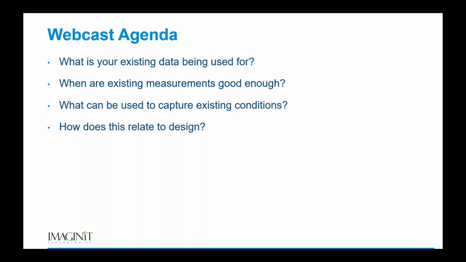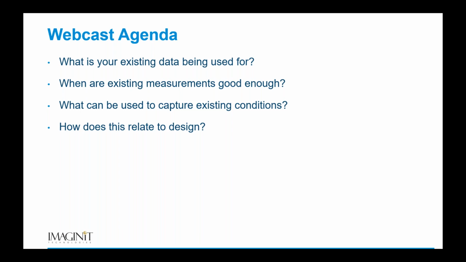In some cases, it may be. Some places it may not be. I can tell you if you're walking around your projects with your hands to measure a space and then walking somewhere else to write that down, probably not good enough. But we'll talk about some of the different devices and how they pertain to whether measurements are good enough, right? What type of devices can be used to capture existing conditions? And finally, how does this relate to design?